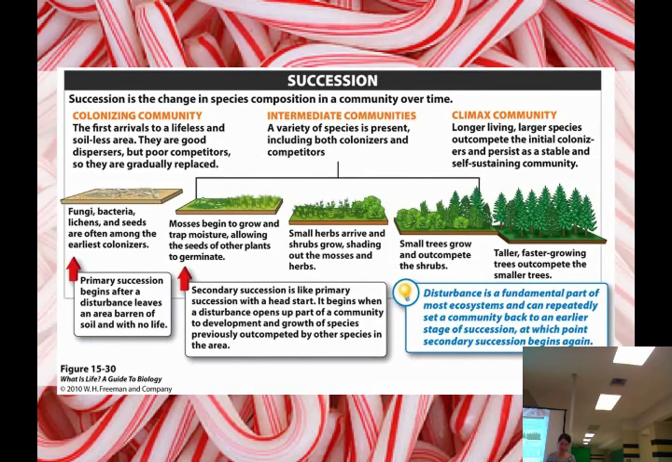And usually, if you think about Ohio, Ohio is a pretty climax community because we have lots of big trees that are around, and they're stable and they're self-sustaining. Bless you.